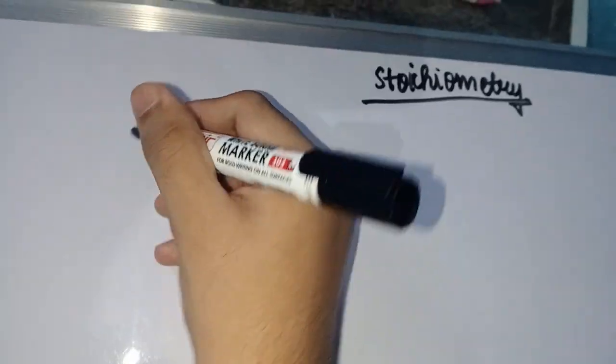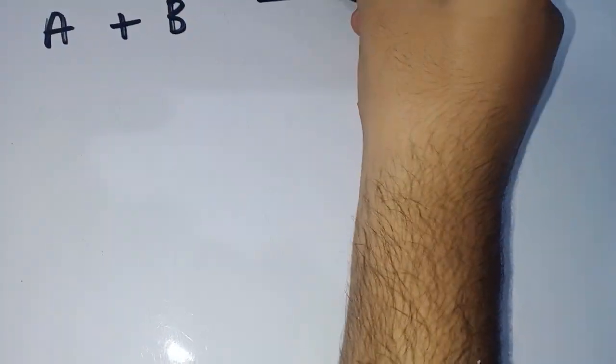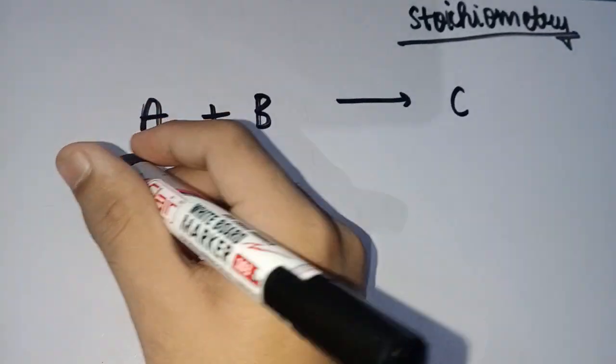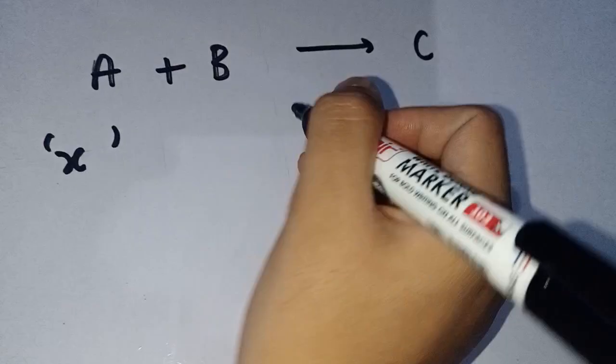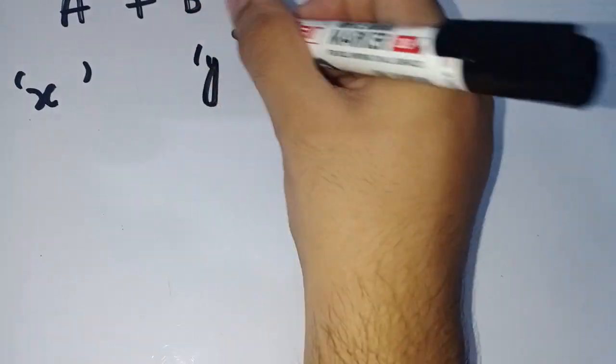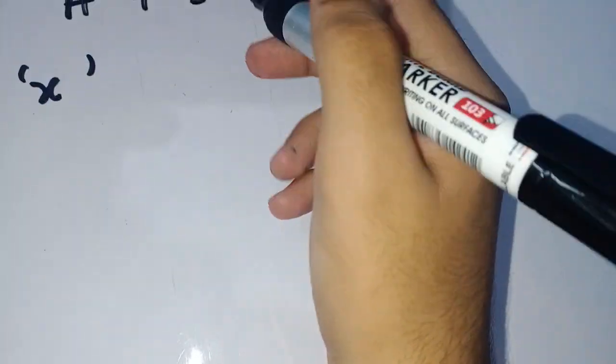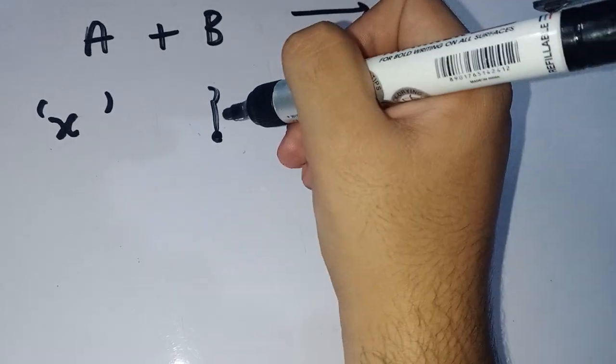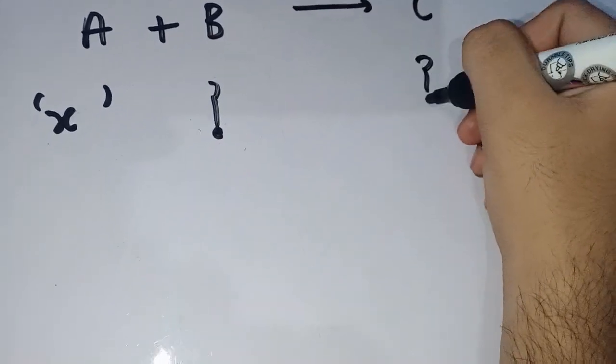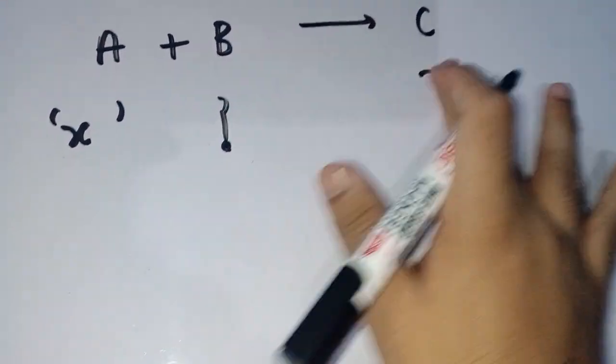Supposedly, I take a reaction. A reacts with B to form C. So supposedly X moles of A react with Y moles of B. Now, how many moles of C are formed? Or if I'm only given X moles of A, then I need to calculate how many moles of B are required to react to form C, to form how many moles of C. Let me take a very simple example.